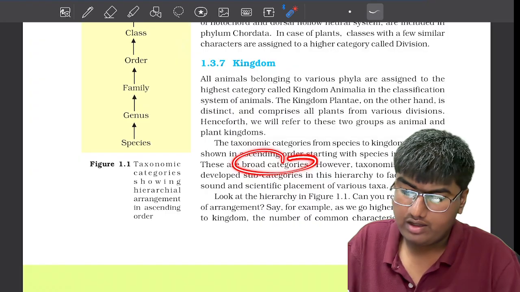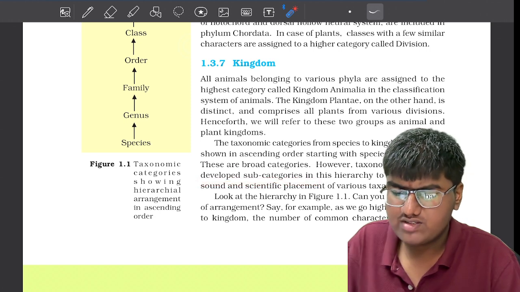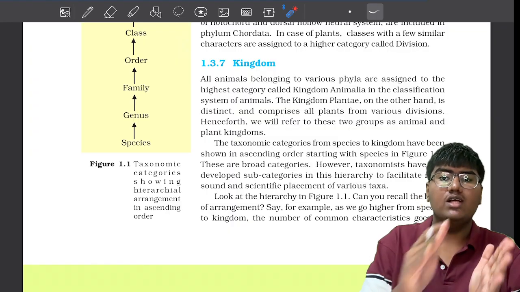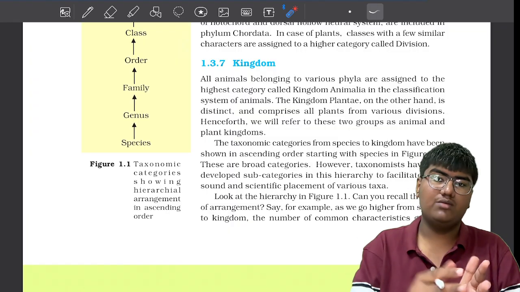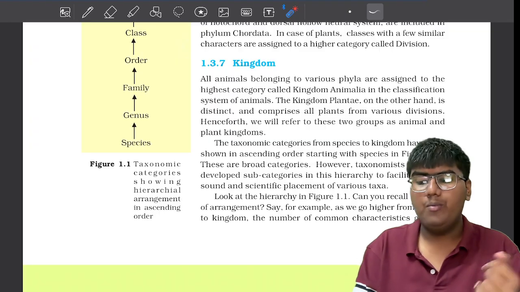These are broad categories. Taxonomists also have subcategories in this hierarchy to facilitate sound scientific placement. There are many subcategories which we will be studying in those particular kingdoms, like in the animal kingdom Animalia, and even in plants.